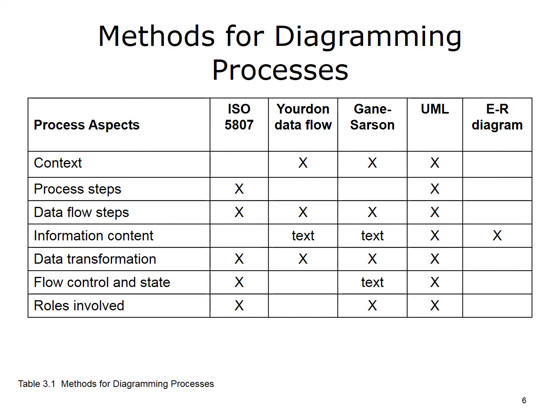Jordan data flow diagrams represent context, data flow steps, and information transformation. In Jordan diagrams, information content is captured through text, but not captured in structured form. Gaines-Sarson represents the same process aspects as Jordan, with the addition of capturing flow control and state in text.